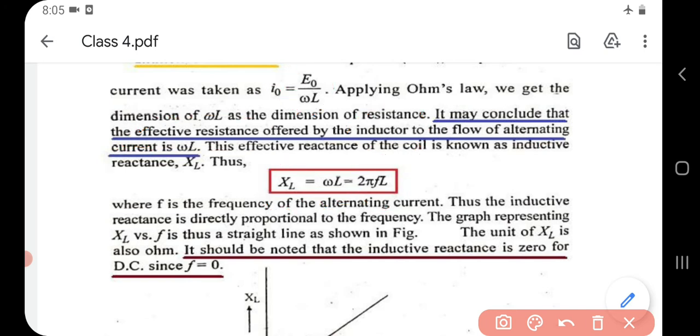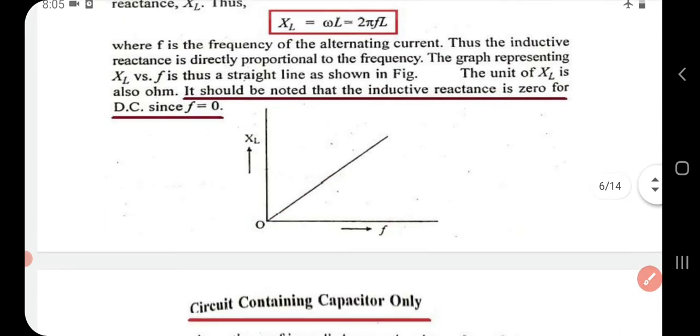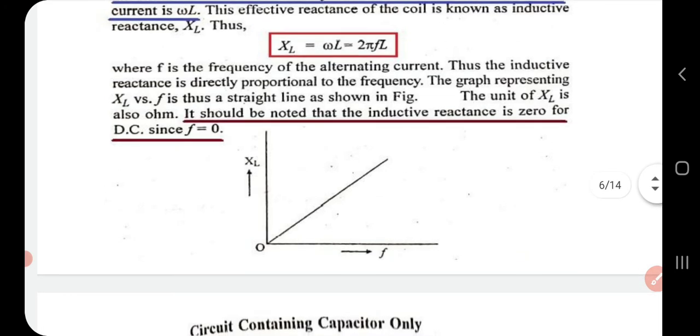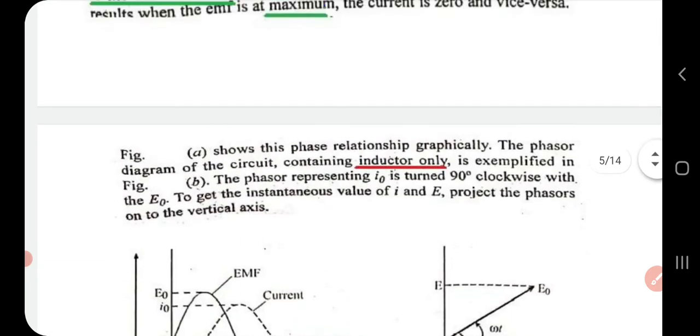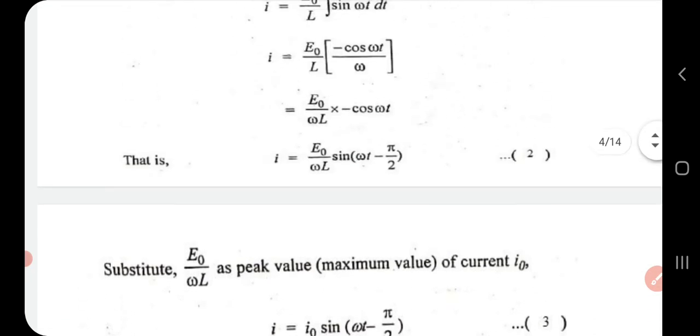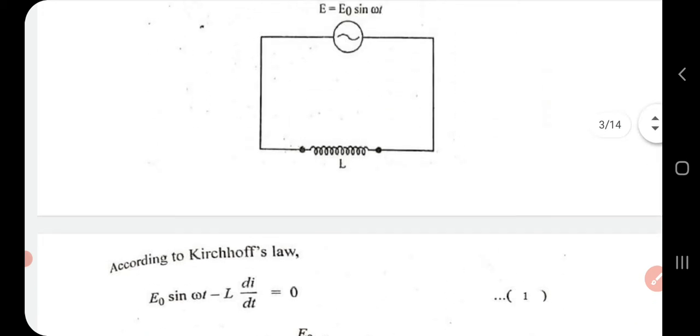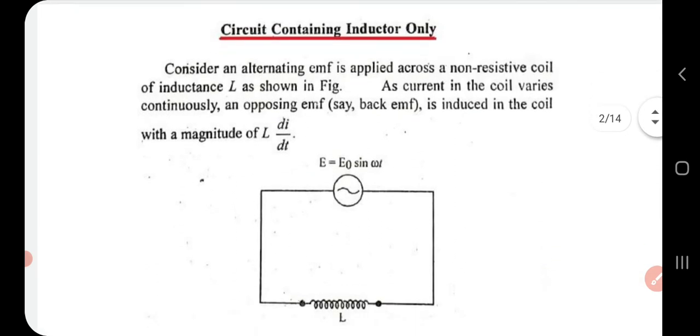So from this you can see that this XL or inductive reactance is directly proportional to frequency f. So for a DC, that is for a direct current, we know frequency f is 0. So XL will be 0. So for a DC current, this inductive reactance XL is 0. Okay. Now this is a graph that shows the variation of XL and f, that is inductive reactance versus frequency. It is a straight line. So these are the things that you have to write when you are asked to discuss about an AC circuit containing only inductor. Okay, hope it is clear.